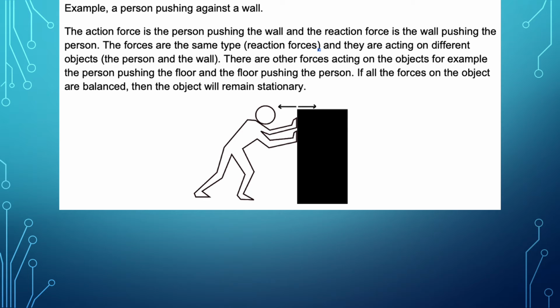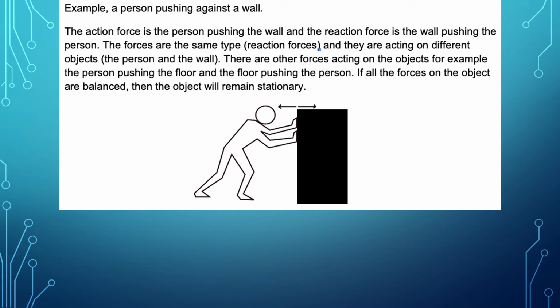So the example that we have here is you have a person pushing against a wall. I'm just going to read this out here. The action force is a person pushing the wall, and the reaction force is the wall pushing the person, right? So action and reaction. For every action, there's an equal and opposite reaction. So you see those two forces there. The forces are the same type, and they are acting on different objects, right? So you have the reaction forces, and then your two objects are going to be the person and the wall.